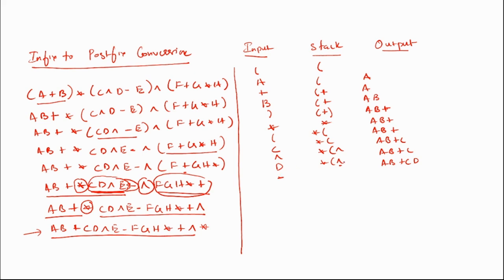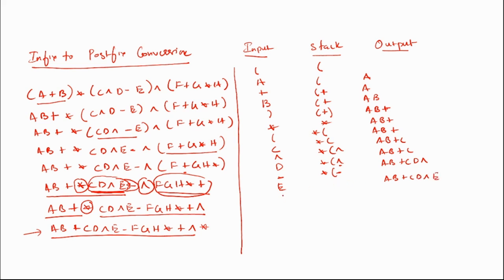Minus has lesser precedence than that of exponential. Therefore, I will pop exponential out. I will just pop it here only. I will pop exponential out and I will push minus into the stack. Then it becomes like this, correct? And then I have now E. I will write E as it is, right?